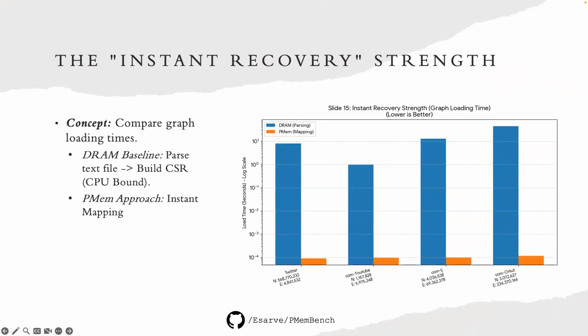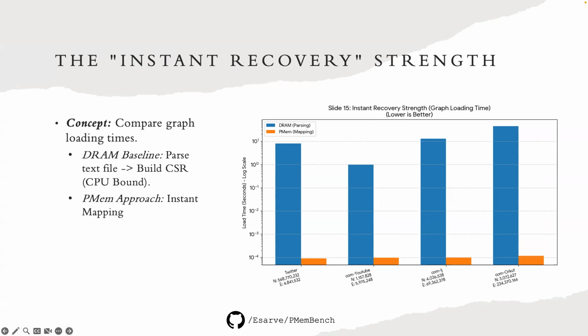Okay, so first we have the instant recovery strength of the PM. So what is instant recovery? We talked about DRAM, which is volatile. So if a power outage happens, the whole data is gone from the DRAM. But the persistent memory is persistent. So we can actually store the whole data in the memory, and we don't need to care about the data loss or getting the whole data from the disk again and then mapping it into a CSR.